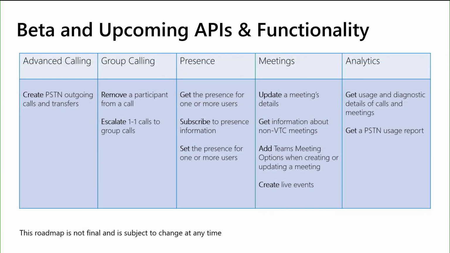Now, this is a more interesting slide because it shows you all the new capabilities that will be available for you in the future that we're actively working on for calling, meeting scenarios, presence, and analytics as well. For example, the ability for a bot to make an outgoing phone call is a very powerful callback scenario for call center. Similarly, presence subscription, which was recently released into beta a couple of months earlier, has been a very critical customer ask. Creating live events as well is one of those highly demanded customer asks.